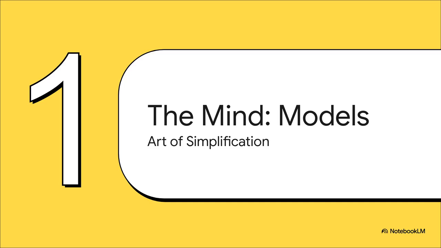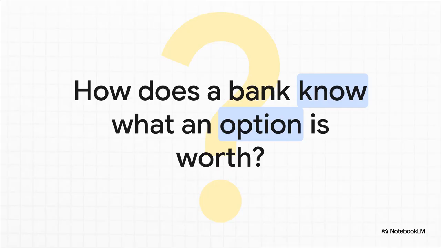Financial models. Now, these aren't crystal balls that predict the future. Far from it. They're more like an art form, really, the art of simplification. They give us a framework, a theory, for how to price things in a world that's packed with uncertainty. So this brings us to a really fundamental question. How does a bank, or anyone for that matter, figure out what a complex thing like an option is actually worth? You can't just pull a number out of thin air. The answer, of course, is you use a model.